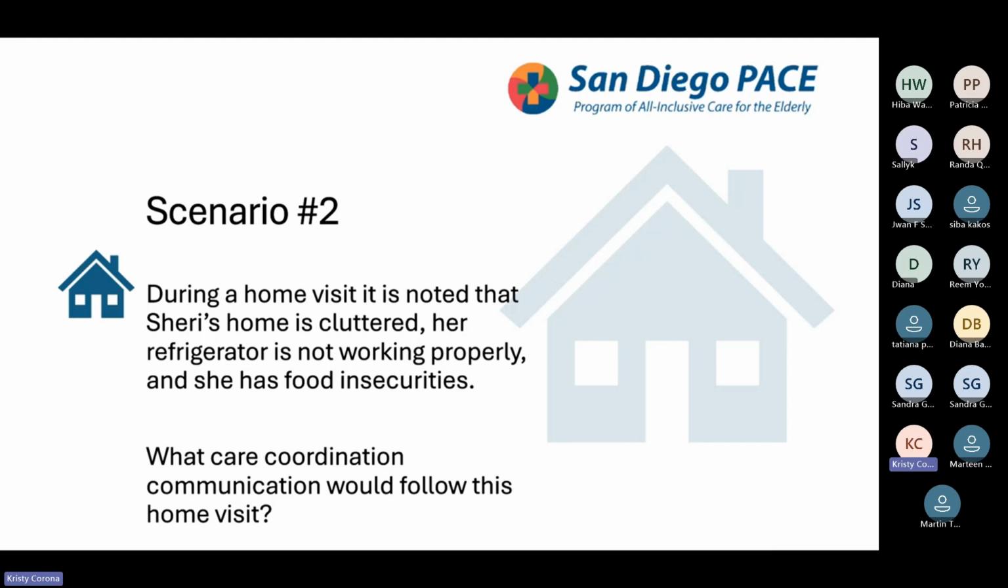And if there's food insecurities with the PACE participant, how would we coordinate care for that? Or what would we communicate with that? Refer to food pantries?